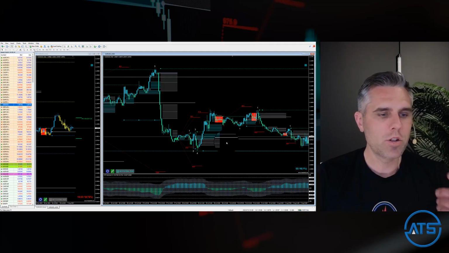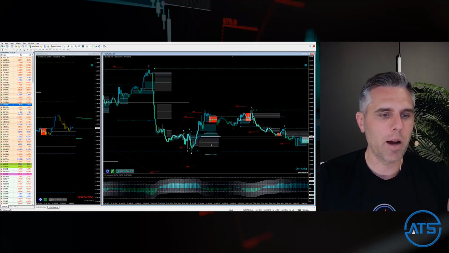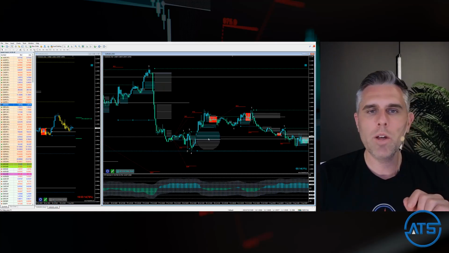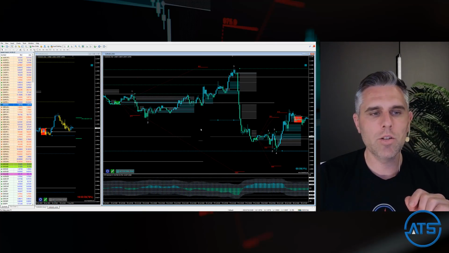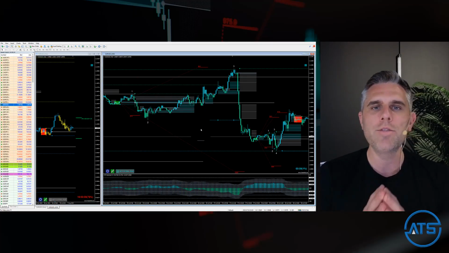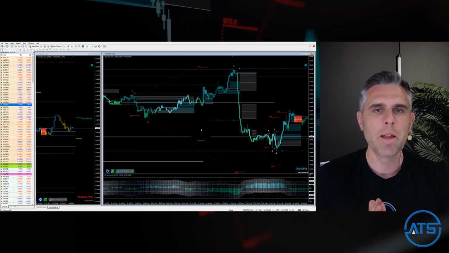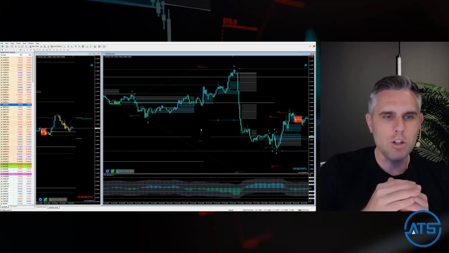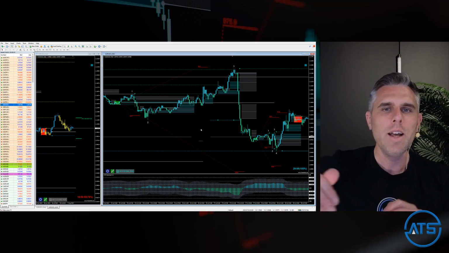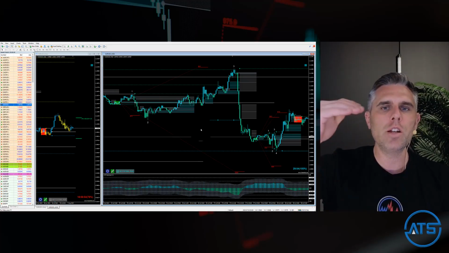So starting, let's talk about these blocks. These are what we call institutional levels. And what these are doing is simply marking what we call inefficiencies in the market. Now, an inefficiency in the market happens when price moves rapidly. It just goes really fast. It leaves almost like free space in the market.